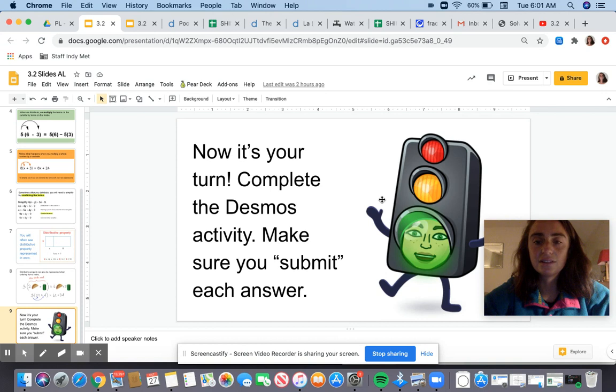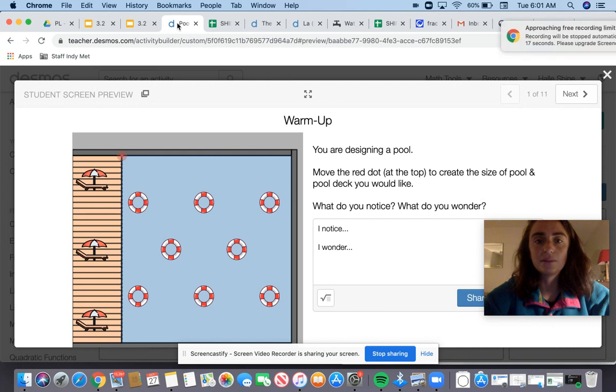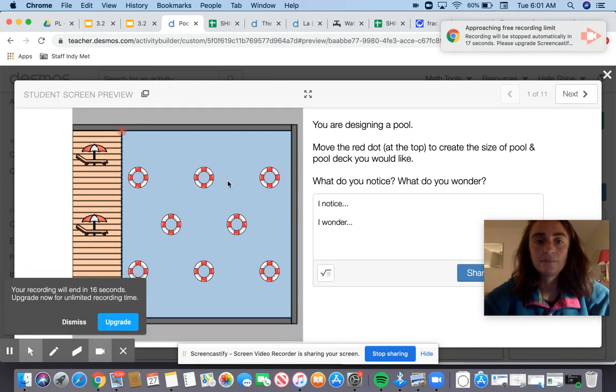Okay, now it's your turn. You're going to complete the Desmos activity and make sure when you're done with each answer you hit submit so that they are sent to my side of the website, and this is what it will look like. So you're doing this pool party and you're finding the area of the deck in the pool based on distributive property. So go ahead, do your best.